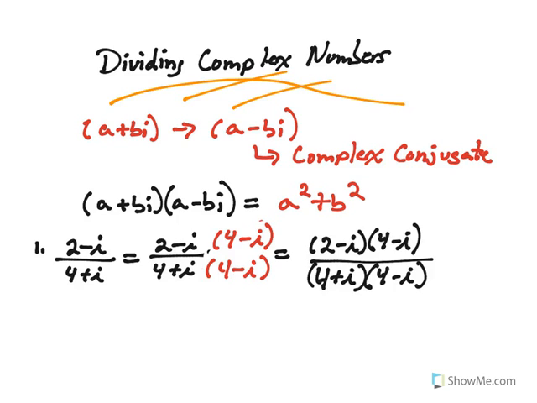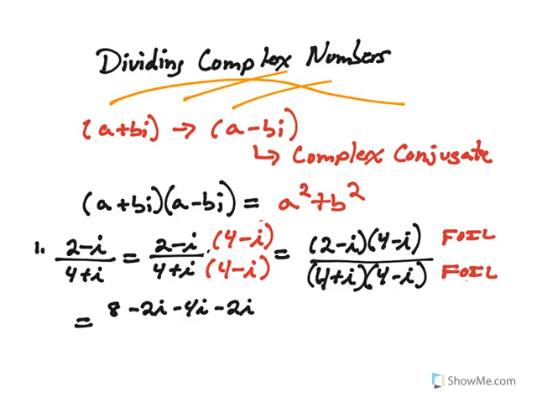2 times 4, we'll kind of do that here. 2 times 4 is 8. 2 times minus i is negative 2i. Negative i times 4 is a negative 4i. 2 times a negative i is a negative 2i. So remember, you just FOIL, and then just FOIL here. Okay, does that make sense? Thank goodness, right, so here we go, that's a little bit better.